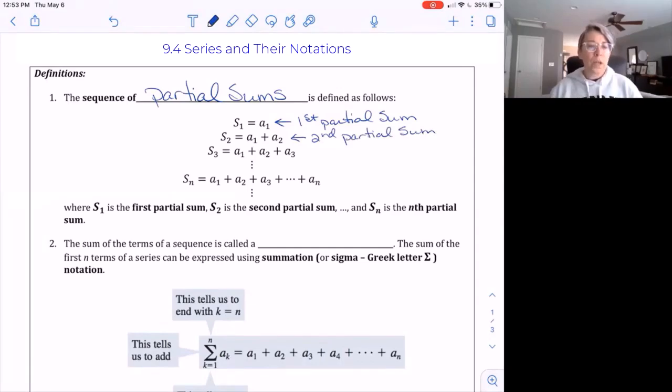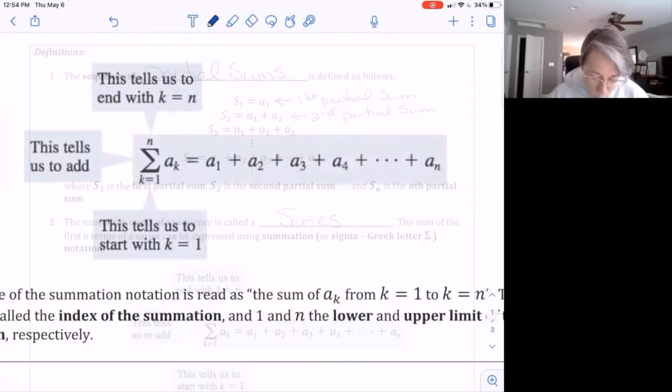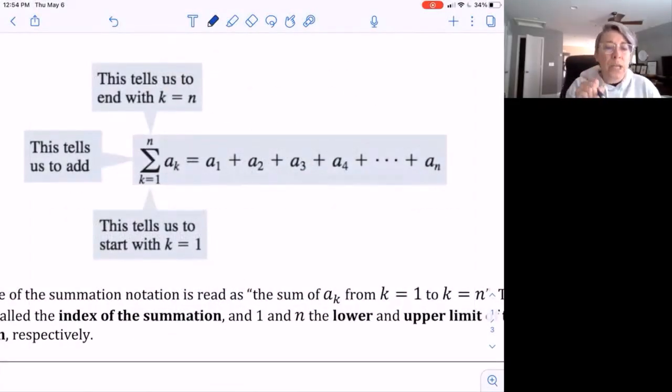So when we talk about a series, we are talking about a summation. The sum of the terms of a sequence is called the series, not the World Series, the summation series. So the sum of the first n terms of a series can be expressed using a summation notation, which uses the capital letter sigma. We've got the sigma notation.